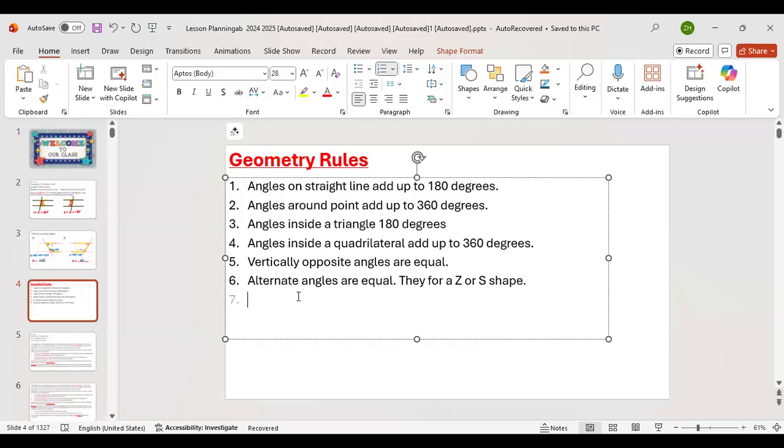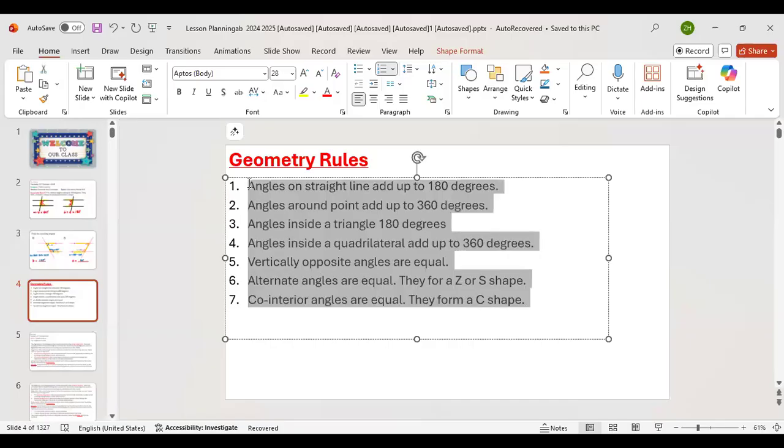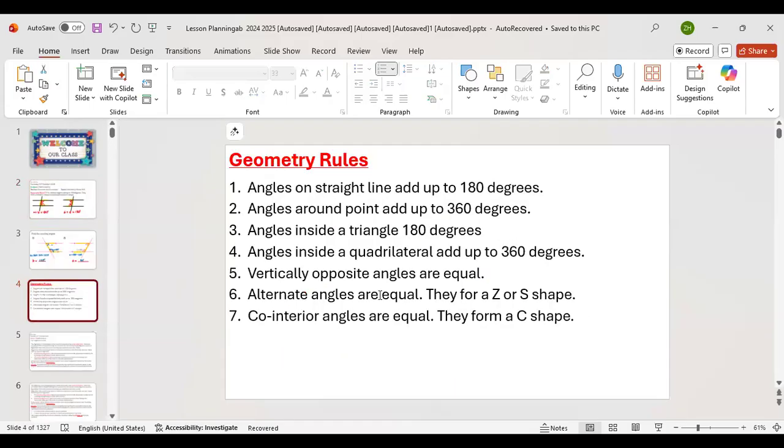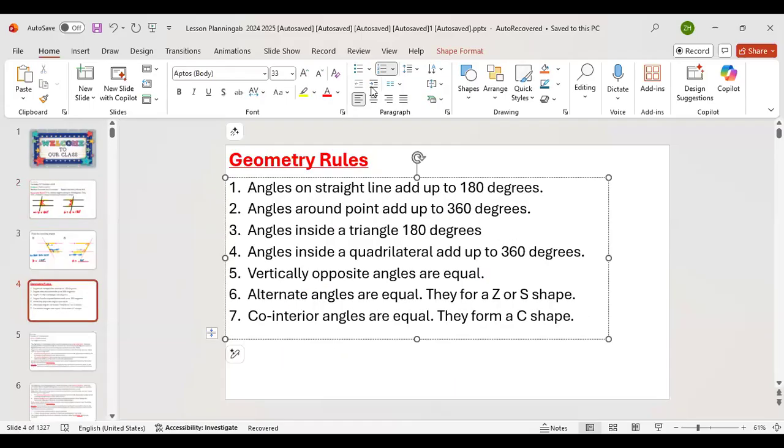Then we have co-interior angles. Co-interior angles are equal. They form a C shape. So it's only 7 that I gave you, all right? Let's see. This is 7. All right, so these are the rules that you should know and be familiar with. Because all of them help you when you're doing different questions.